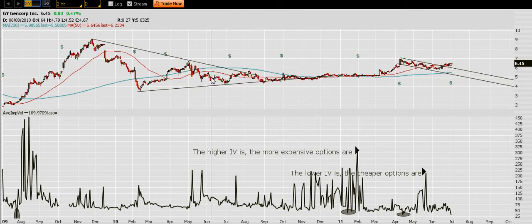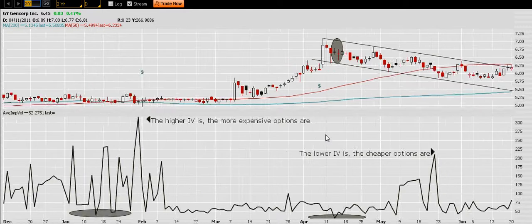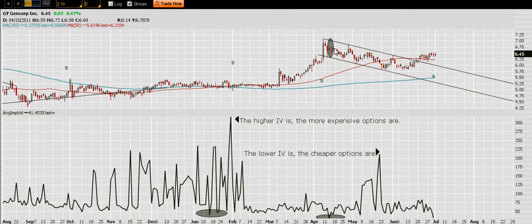Actually, we can go to the other ones. Take a look at, what's another bottom? We'll go to this bottom, just this April. Options implied volatility was very, very low on this date. Options were cheap. What happened over the next few months? Downtrend.